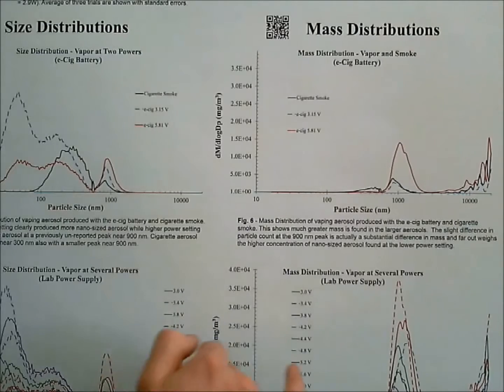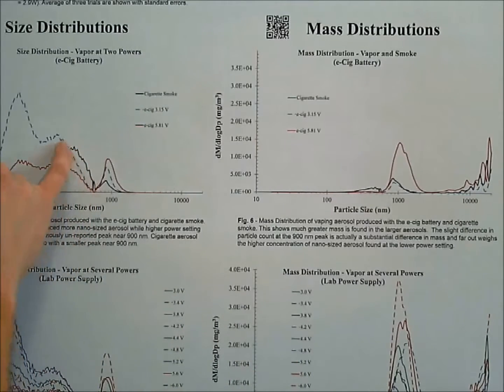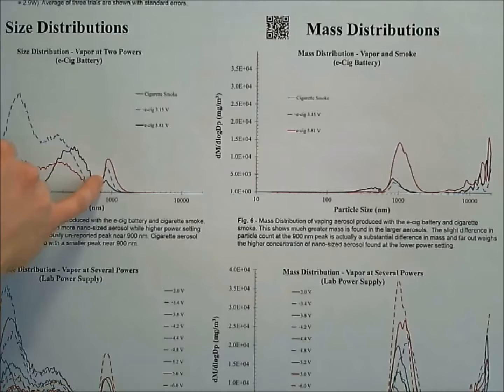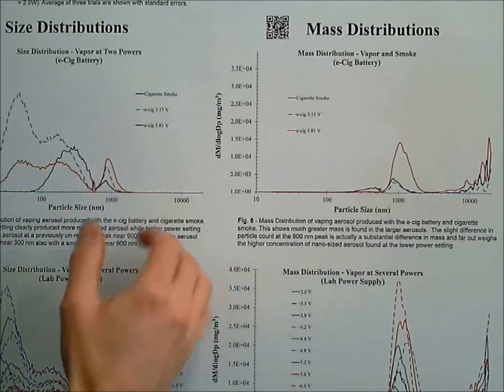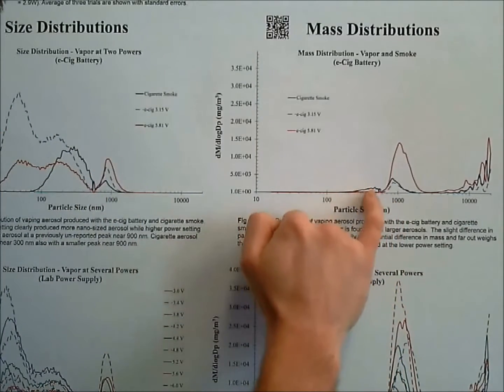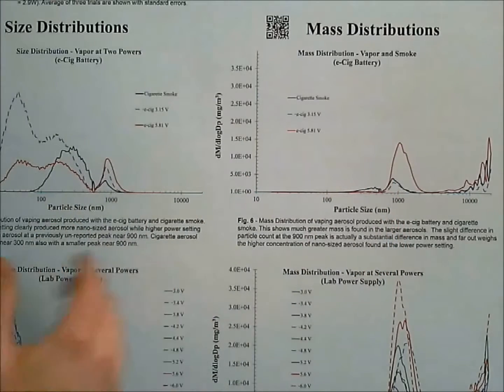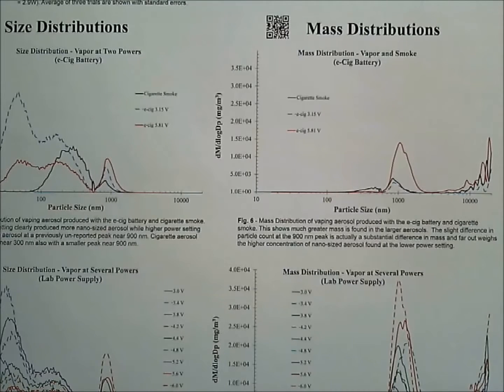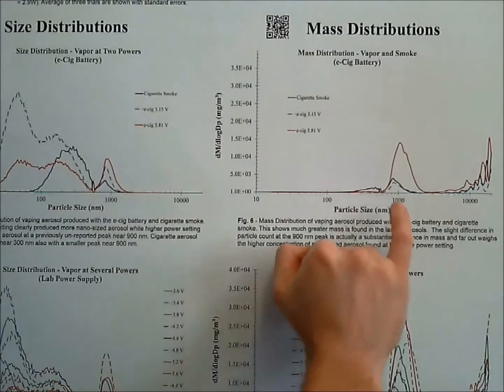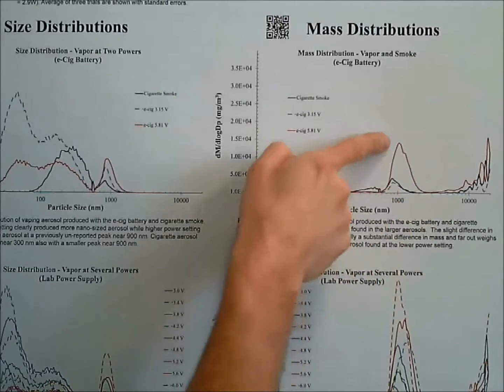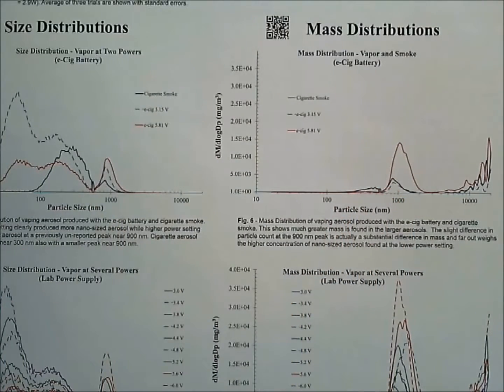We also would note that the cigarette smoke, which has a mode around 300 nanometers and 800 to 850 nanometers, actually has more mass at the approximately 1000 nanometer size range than the low power e-cigarette, but not near as much mass as the high powered e-cigarette setting.